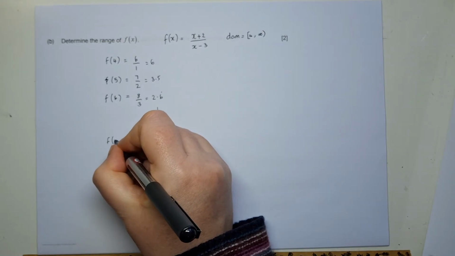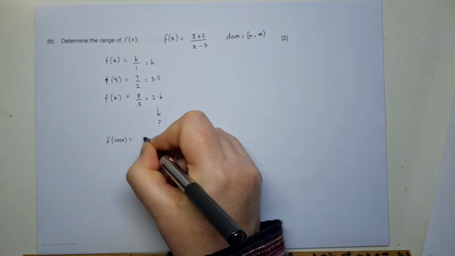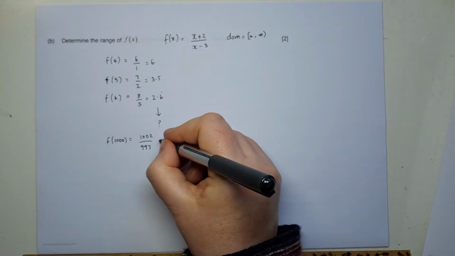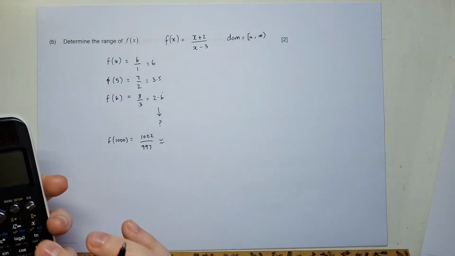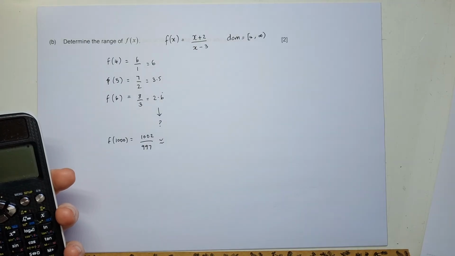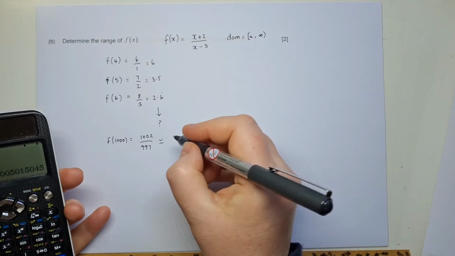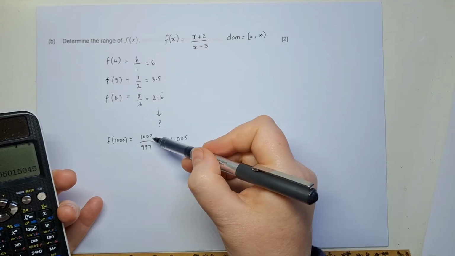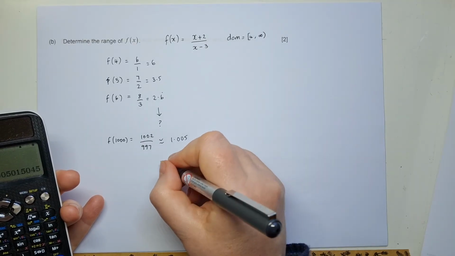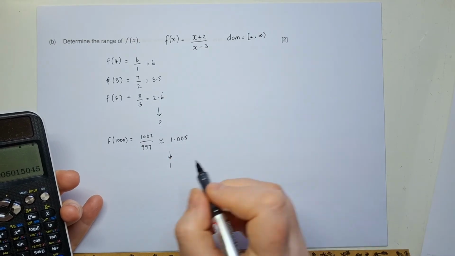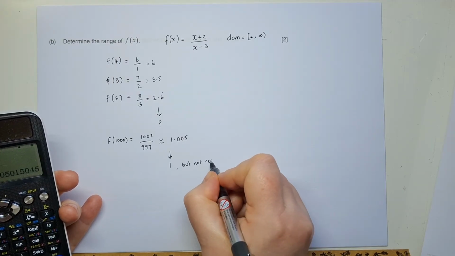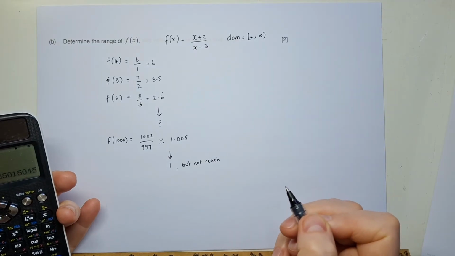So let's just try something very large, like 1,000, and I'll get 1,002 over 997, which is pretty much 1, isn't it? But slightly more than 1. 1,002 over 997 is 1.005. It's approximately 1, but the top is always going to be very slightly bigger than the bottom, so it's heading to 1, but it's not going to reach it. The top will always be very slightly larger than the bottom, so it won't reach exactly 1.